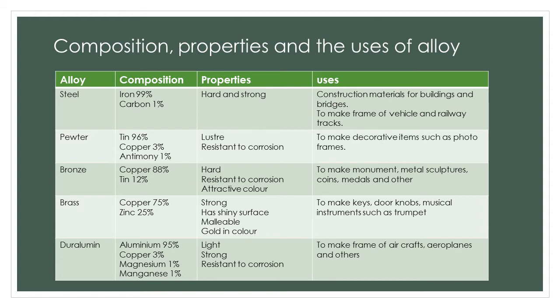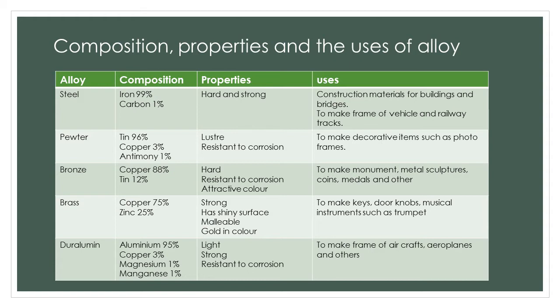Now we go for pewter. The composition of pewter is 96% tin, 3% copper, and 1% antimony. What is the property of pewter? Lustrous and resistant to corrosion. What is the use of pewter? To make decorative items such as a photo frame.